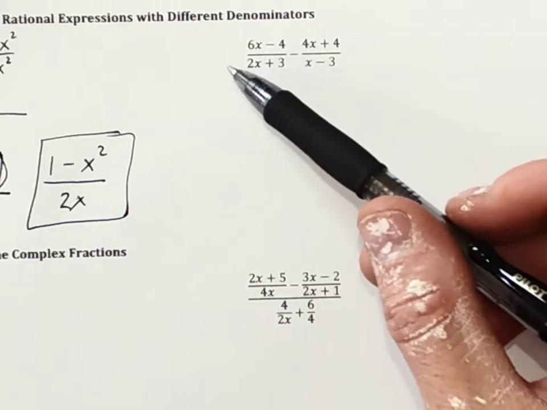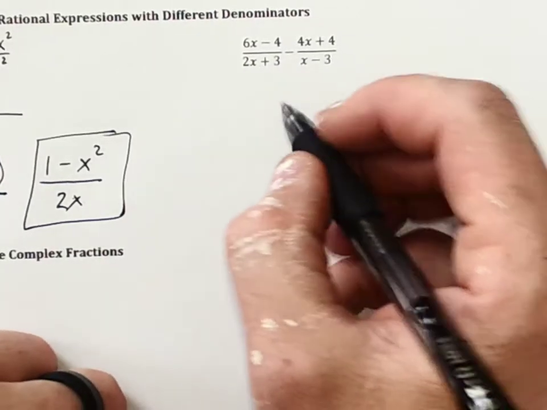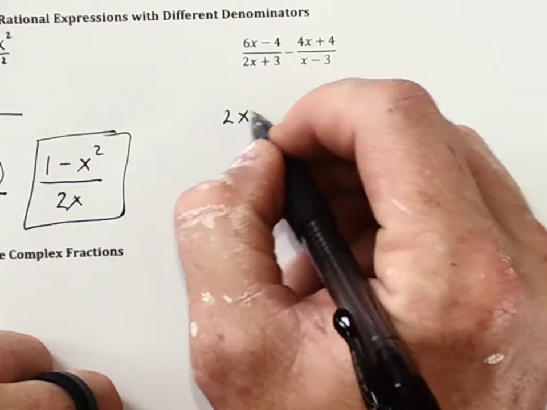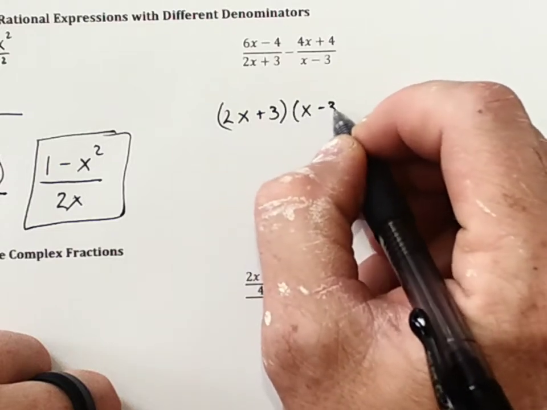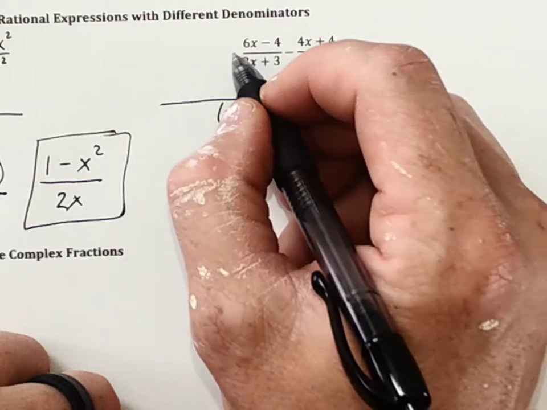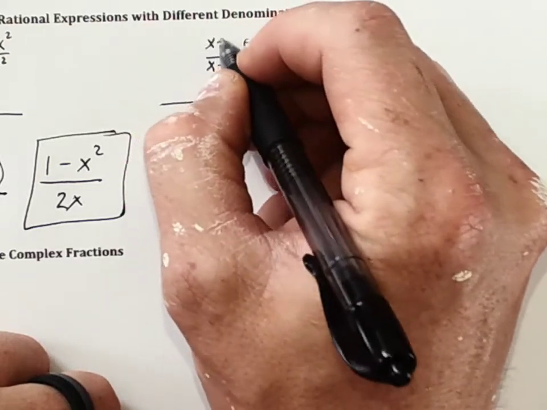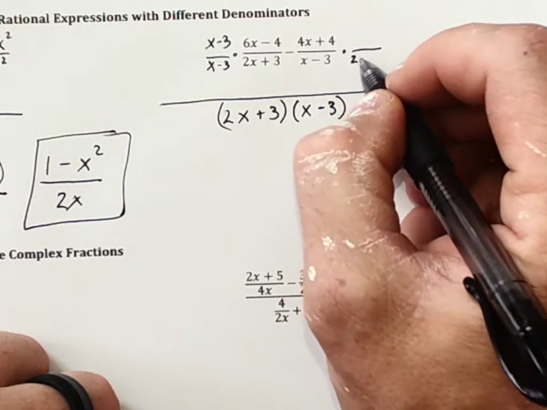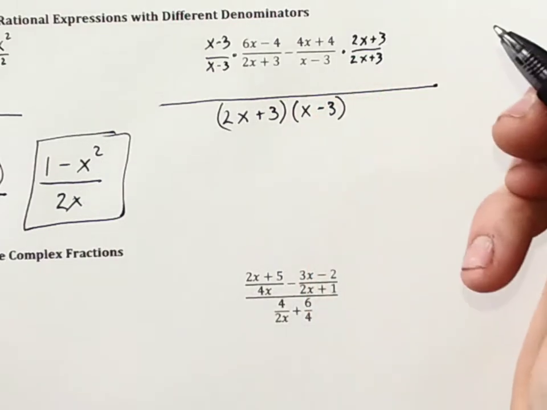All right, this one. Again, we're going to take this entity and we're going to multiply it to this entity. So our common denominator is going to be 2x plus 3 multiplied to x minus 3. I have to multiply this one by x minus 3, so I have to multiply the top by x minus 3. This one is going to have to be multiplied by 2x plus 3. So I multiply the top by 2x plus 3.